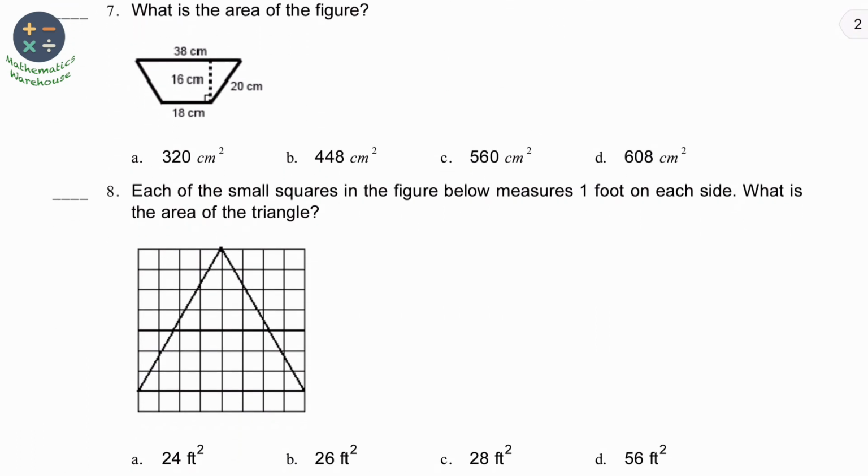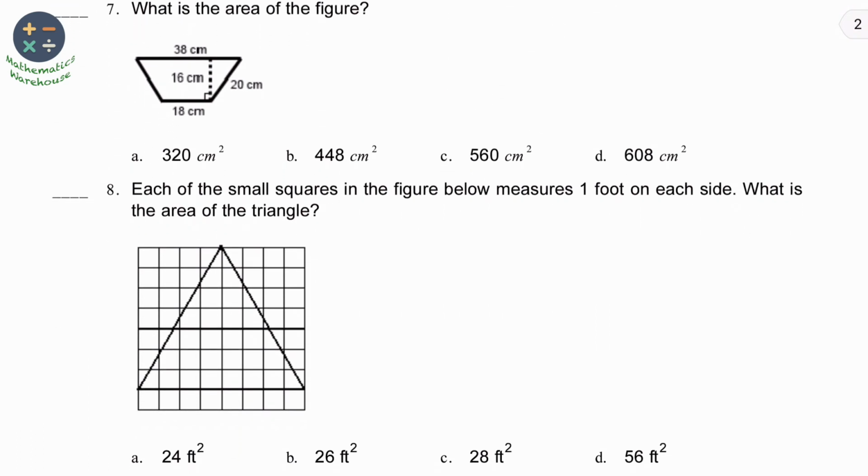Next question. What is the area of the figure? As we know, we can divide this figure into a rectangle and two triangles, or we have a rule to find the area of any trapezoid. The area of a trapezoid equals the sum of the two parallel bases divided by 2, multiplied by the height.